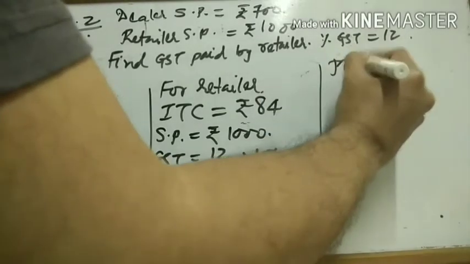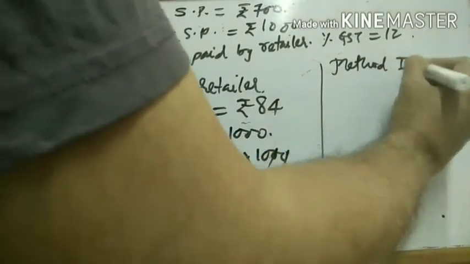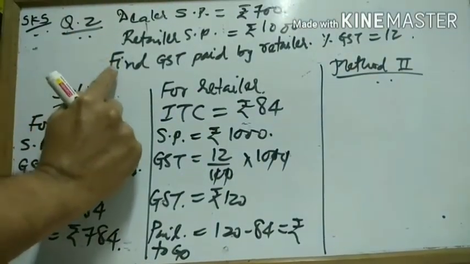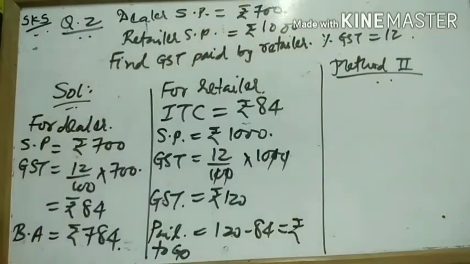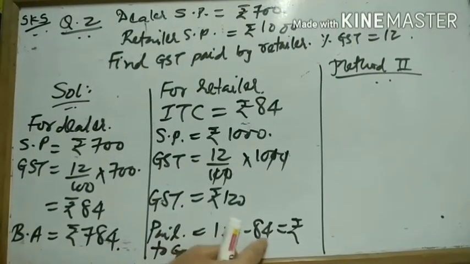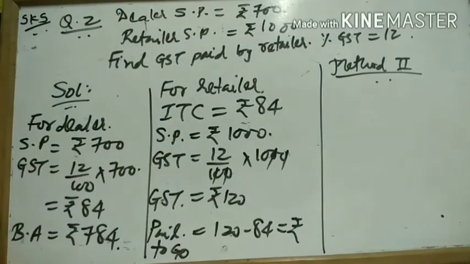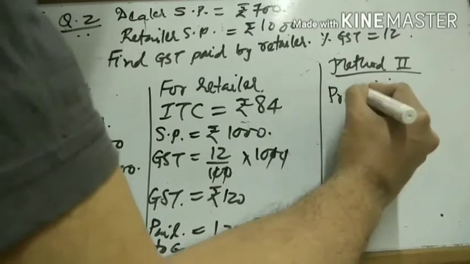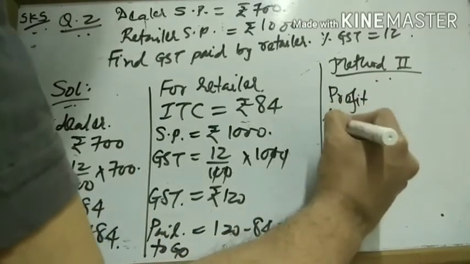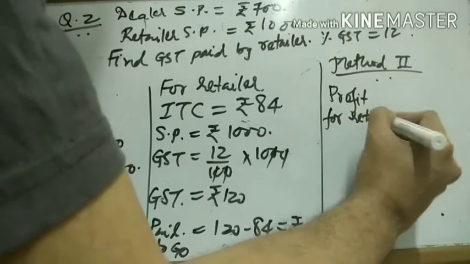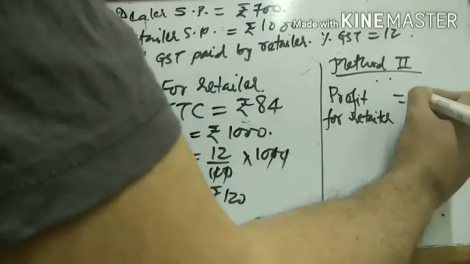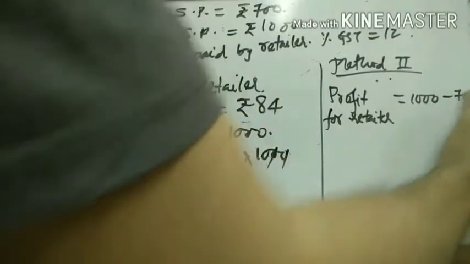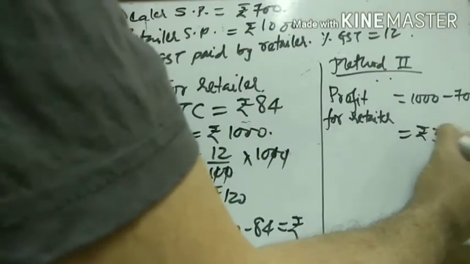We shall see the second method, and this method is applicable when you read the question part very well and understand it very well. Find GST paid by the retailer. So GST paid by the retailer is 120 minus 84. This has gone long steps. Let us understand the profit made by the retailer. Second method, profit for the retailer. How much profit he has made, that we have to understand. That is his selling price 1000 minus his cost price, that is 700, which is equal to rupees 300.